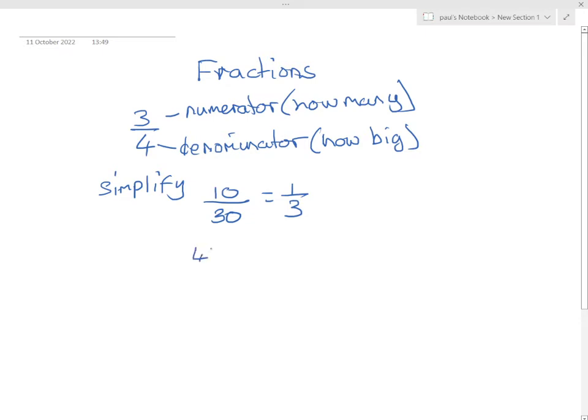If we have 42 over 48 and you're not really sure what goes into these, because they're both even numbers, just divide by 2 and see where we go. So we get 21 over 24, and 3 goes into both of those, so we can divide that by 3, which is 7, and divide that by 3, which is 8. So we'd simplify to 7/8.